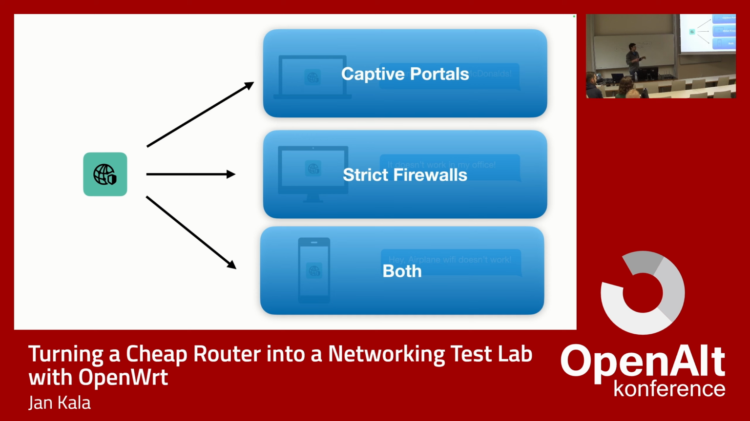So we have categorized these environments into 3 main categories: networks with captive portals, networks with strict firewalls, or even networks that utilize both. And we were thinking about a way how to test these categories, how we can test our application so we can create a resilient app.